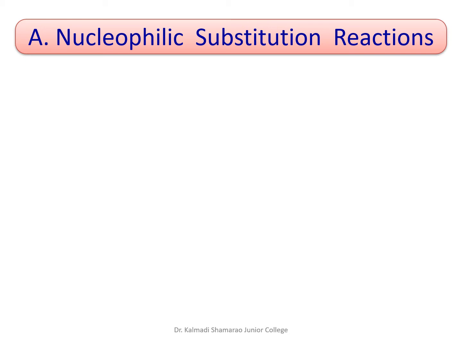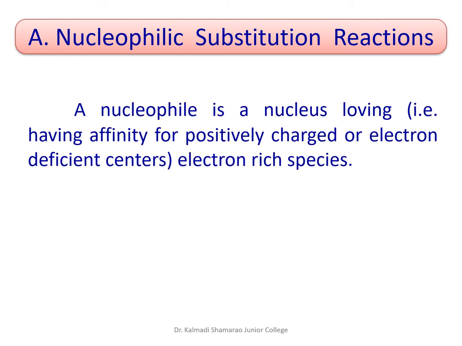We have seen in the previous video that the C-X bond in alkyl halides is a polar covalent bond. The carbon of the C-X bond is positively polarized. The positive charge on the carbon attracts nucleophiles. Now, what is a nucleophile? A nucleophile is a nucleus-loving reagent, that is, a reagent which has affinity for positively charged or electron-deficient centers. A nucleophile is an electron-rich species.